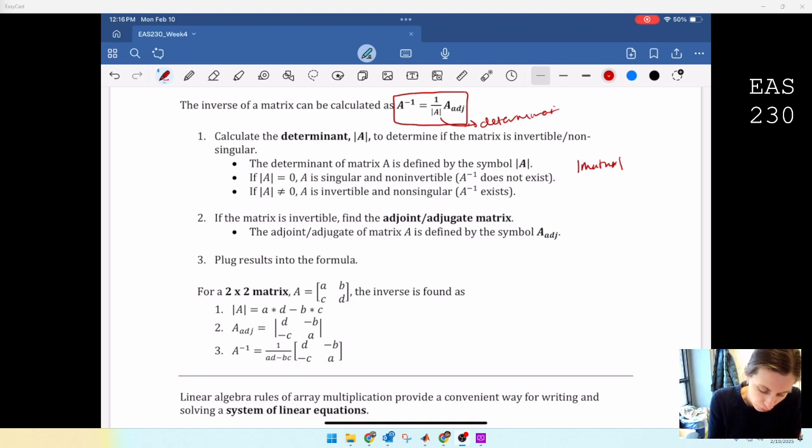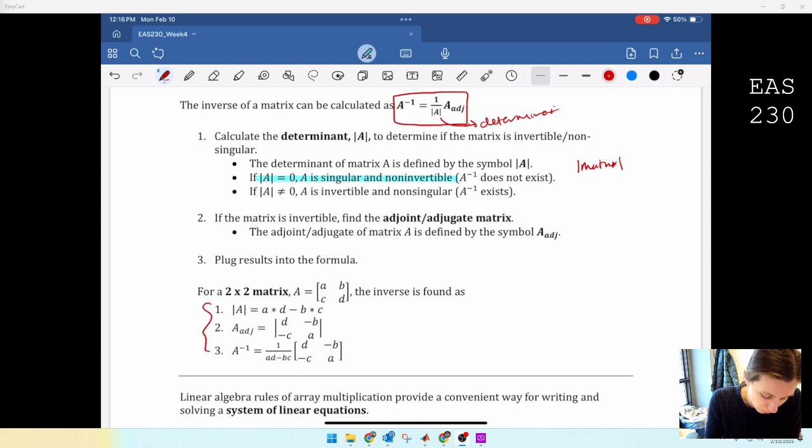So here's our steps. First, calculate determinant. Then check to see, is your determinant equal to 0? If it is, then go ahead and stop. If it's not equal to 0, keep moving forward. If the matrix is invertible, find the adjoint or adjugate. You'll hear both of those terms to find the adjoint matrix. And then plug the result into the formula. We will focus on 2x2s right now.